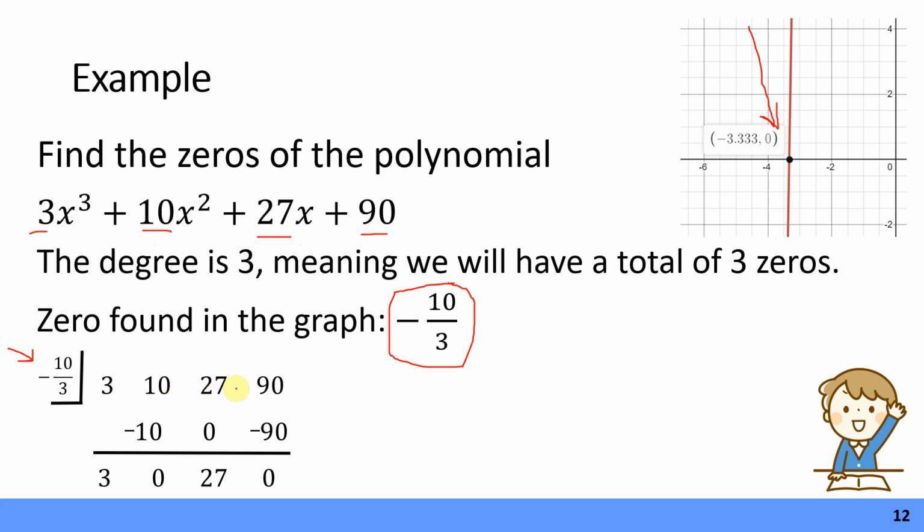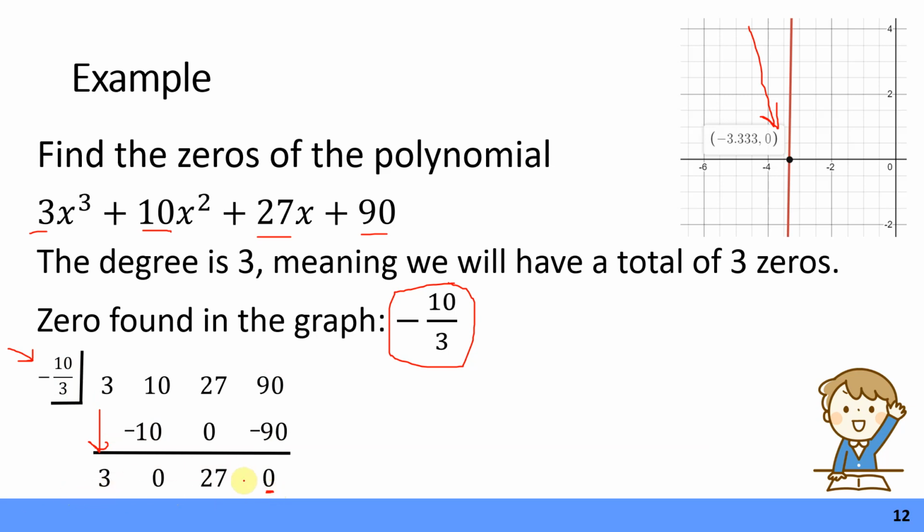So in this problem, we didn't have to put a 0 as a placeholder like we did on the last problem. Okay, now from here, we drop this down. In your calculator, you could do negative 10 over 3 times 3, which gives you negative 10. We add, that gives a 0. Negative 10 over 3 times 0 gives a 0. And then we add, that gives me 27. And then negative 10 over 3 times 27 gives you negative 90. You add, and that gives you 0. Again, this was supposed to be 0.